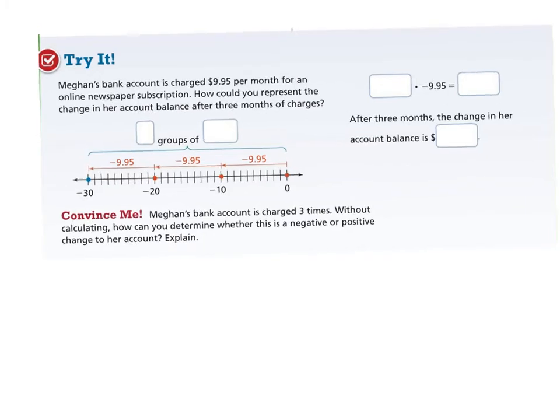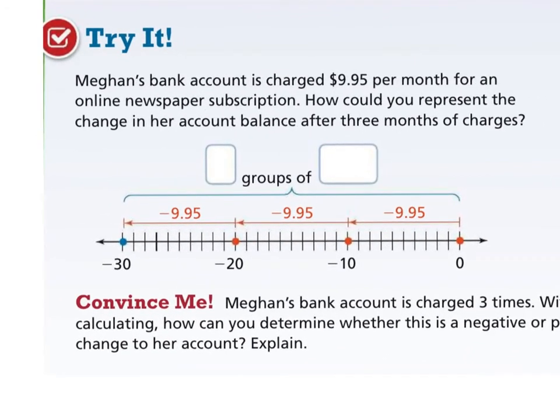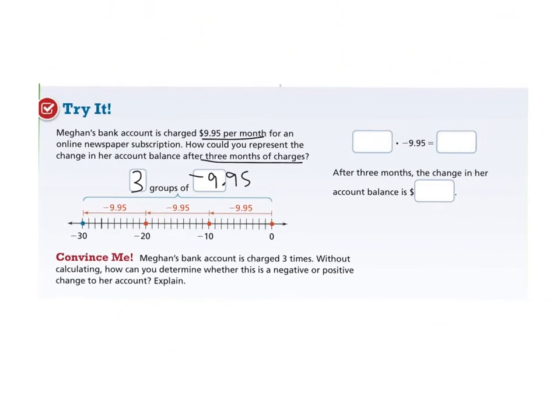So the try it: Megan's bank account is charged $9.95 per month for an online newspaper subscription. How could you represent the change in her account balance after 3 months of charges? Okay, so $9.95 a month, 3 months. If you were doing a number line, since it's 3 months, we could do 3 groups of negative $9.95. Otherwise, probably what we're going to do is just multiply this.